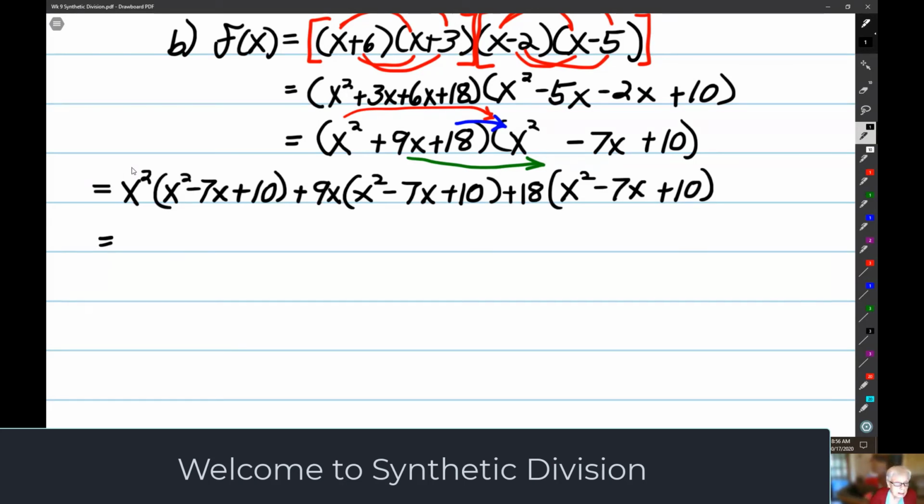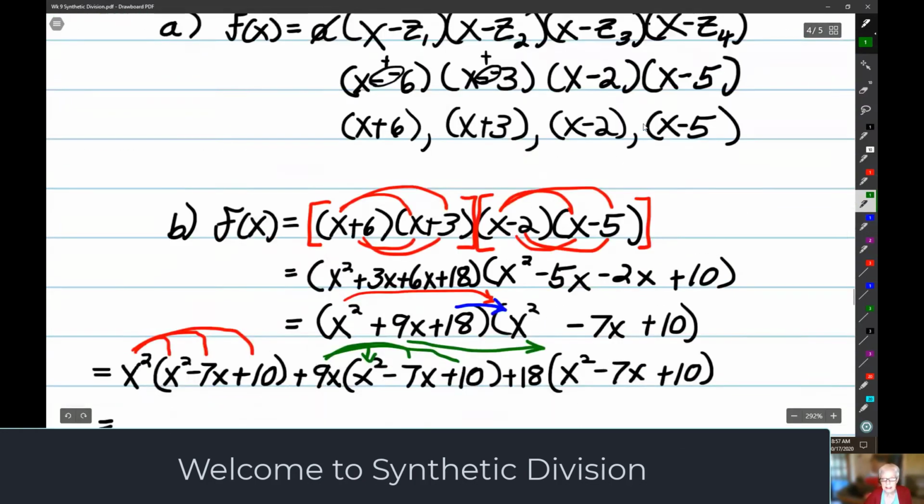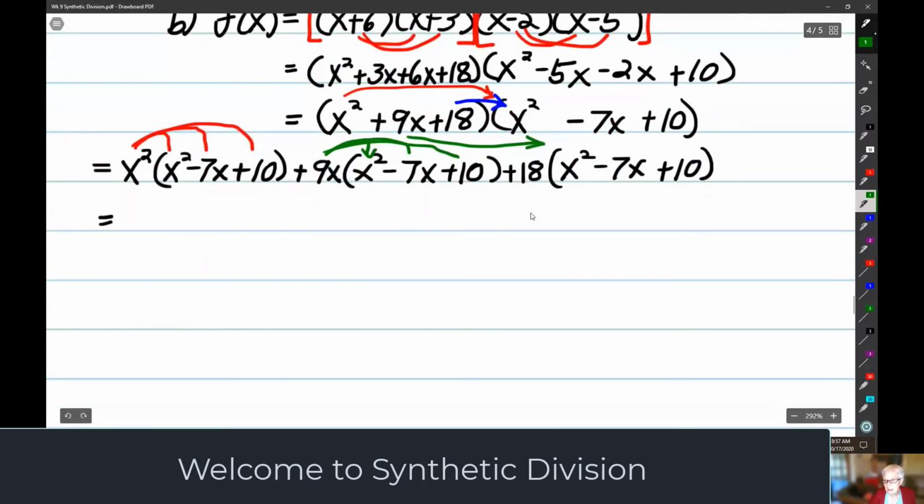Now, I take x squared multiplied by x squared, by minus 7x, and by 10. And then, staying true to my colors, I'll take plus 9x and multiply it by x squared minus 7x plus 10. And then take 18, which is blue, and multiply it by x squared, by minus 7x, and by plus 10. And don't ask me why I didn't put arrows there.